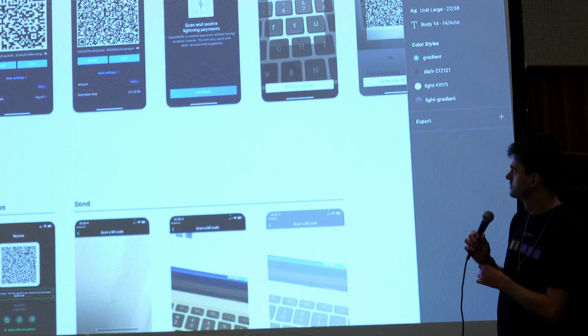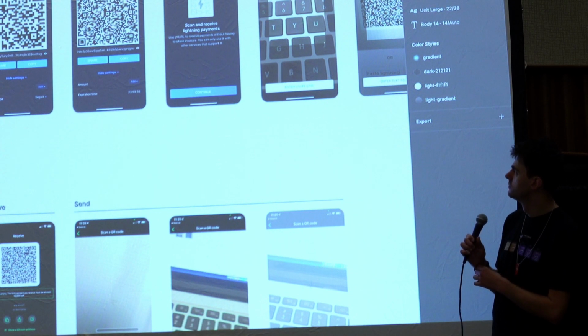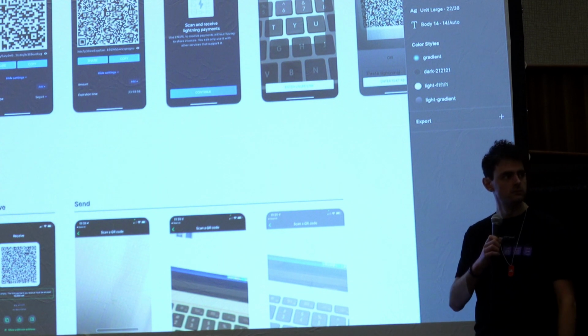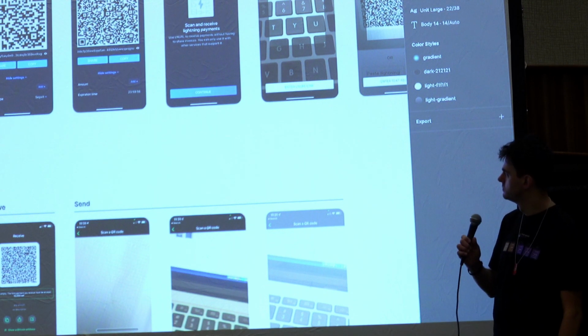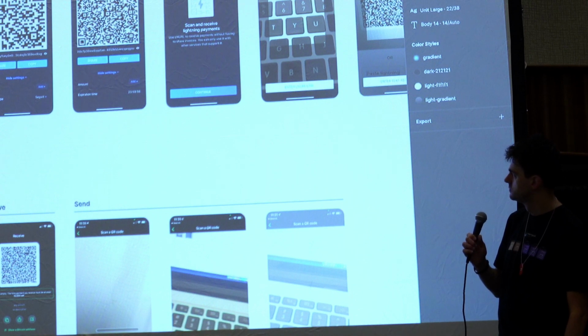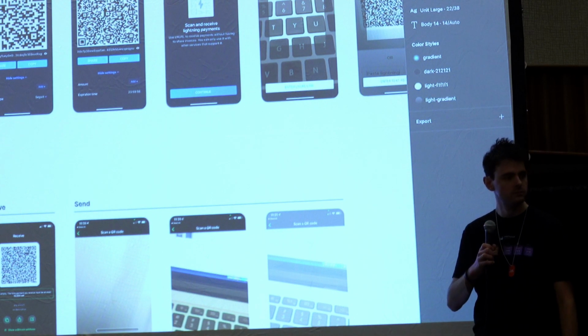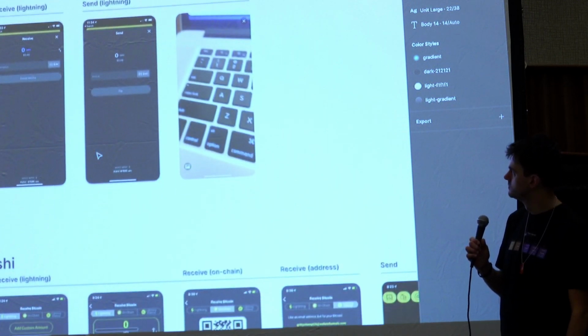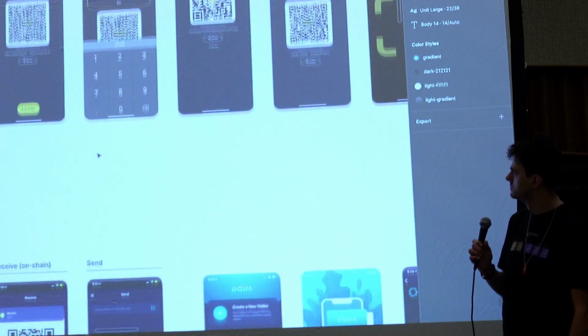So I made a Flutter wallet on top of Fedimint. Skylar made the design, and it was just so much fun to work from because I really liked the design. But yeah, here's some competitive research of these send and receive flows.